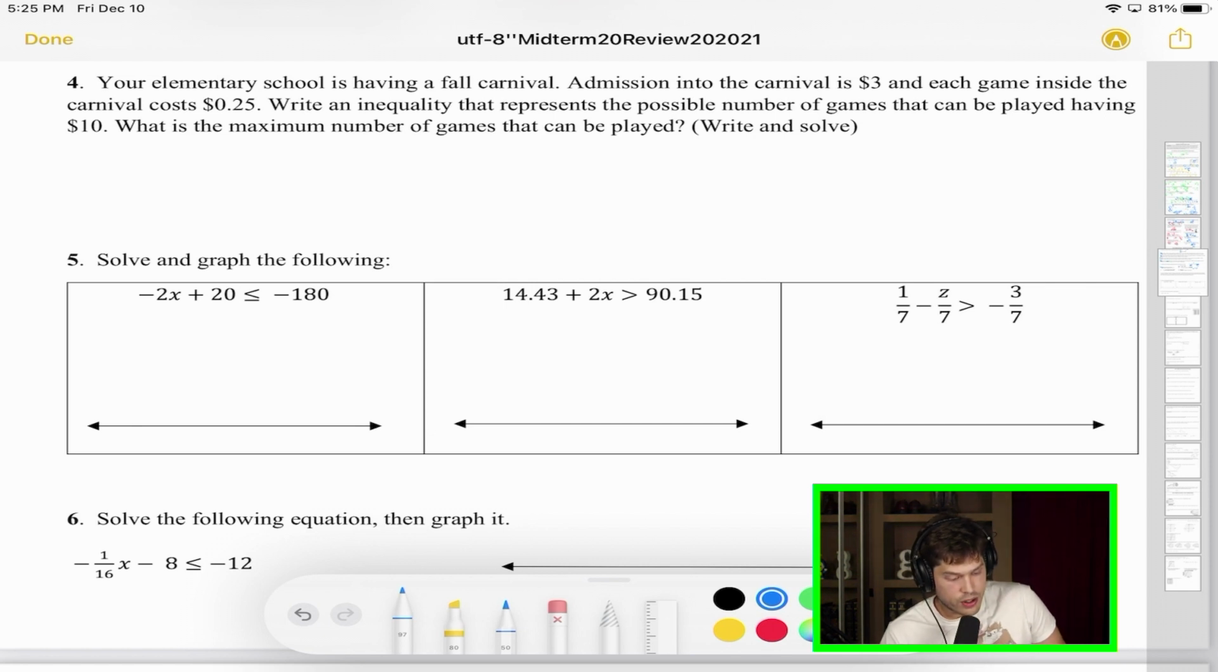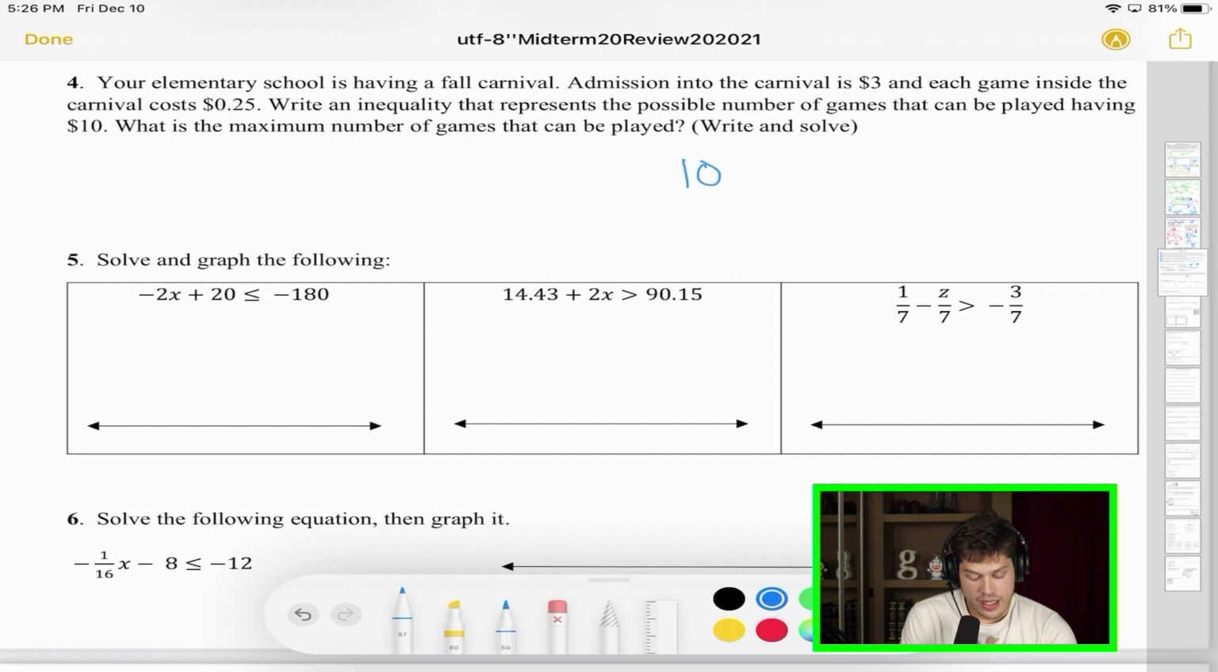Admission into the carnival is $3, and each game inside the carnival costs 25 cents. Write an inequality that represents the possible number of games that can be played having $10. What's the maximum games that can be played? So if you have $10, that means what? That means 10 is our maximum.